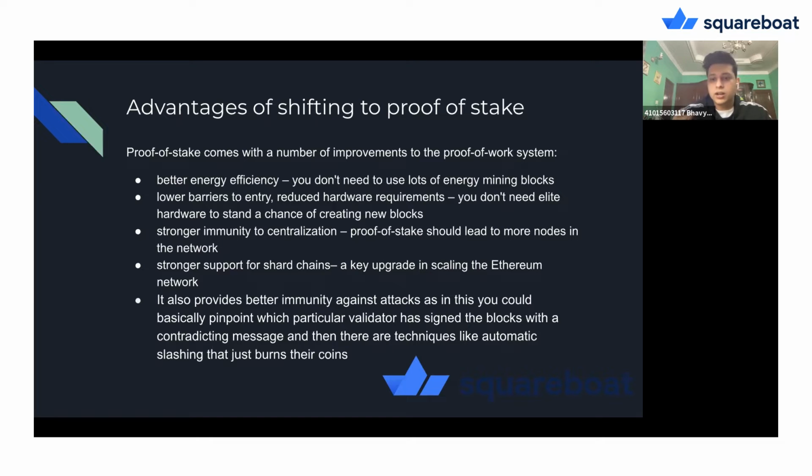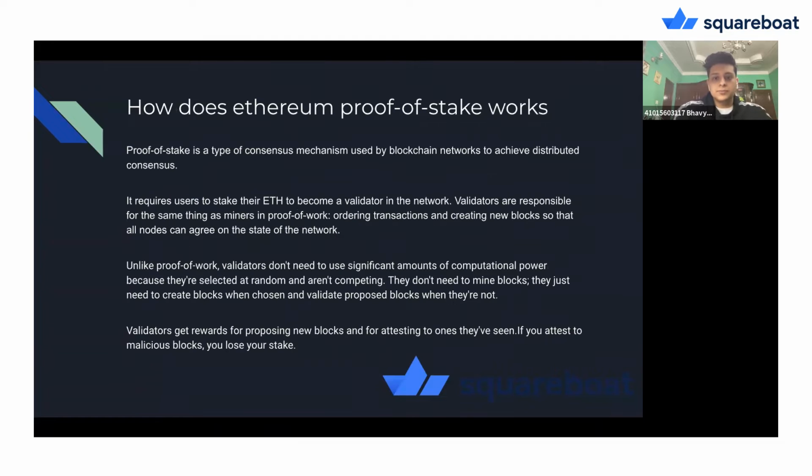So that way, he or she could be pointed out, and that person's coin would be burned. So that's a painful process. It's in this way that it's better than proof of work.